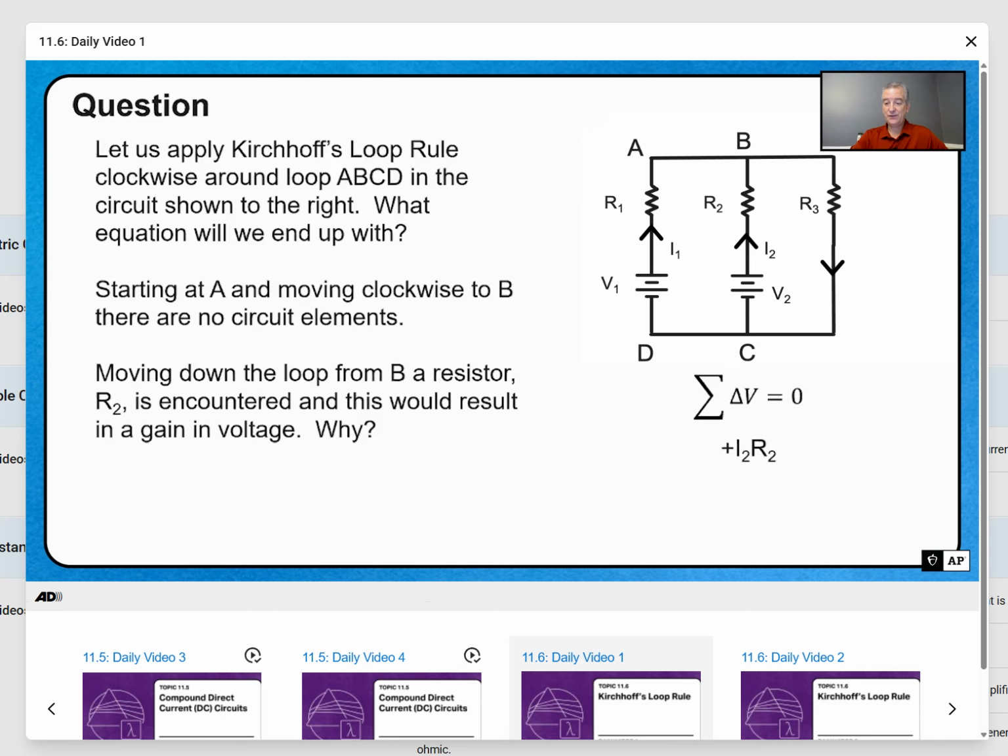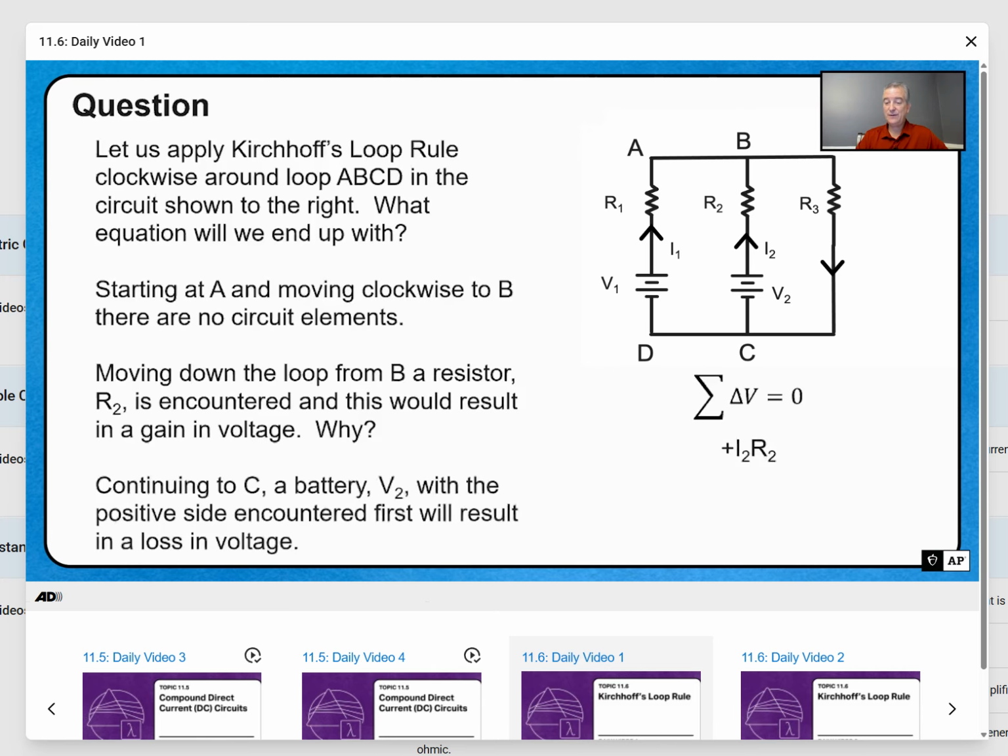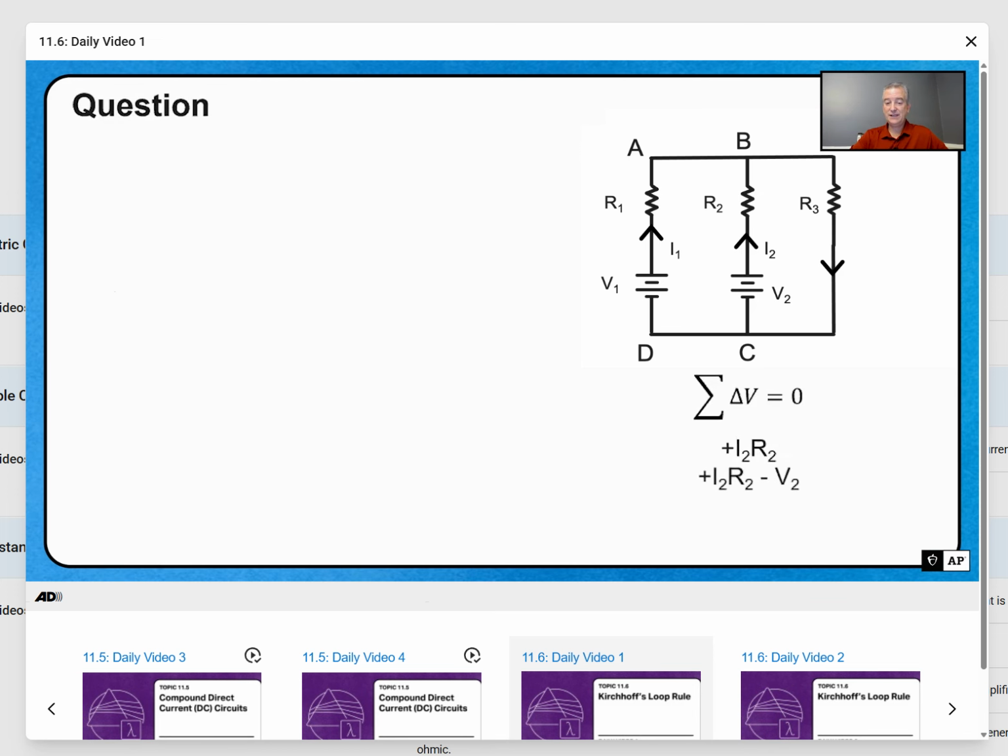As we move from R2 to V2, we notice that we are moving from the positive side of the battery to the negative side. When this happens, that's going to be a potential loss. So remember, when we move from the positive to the negative of a battery, we're going to lose electric potential, not gain. So we're going to write minus V2. As we continue through the circuit from C to D, again, we do not encounter any circuit elements, so there are no parts of the loop rule that we need to worry about.